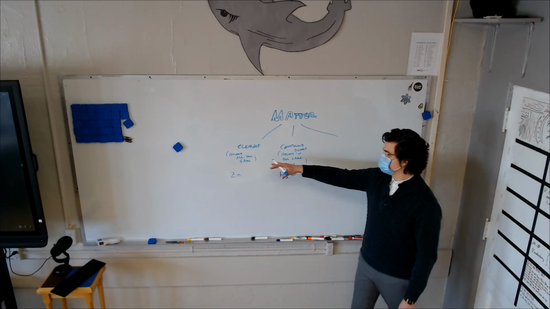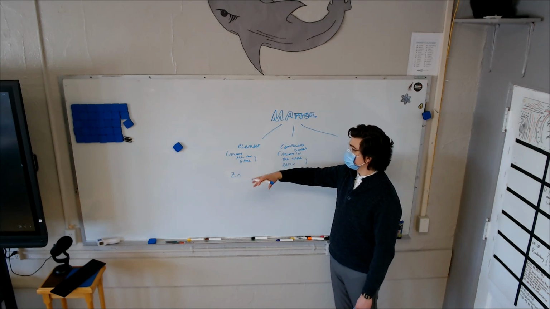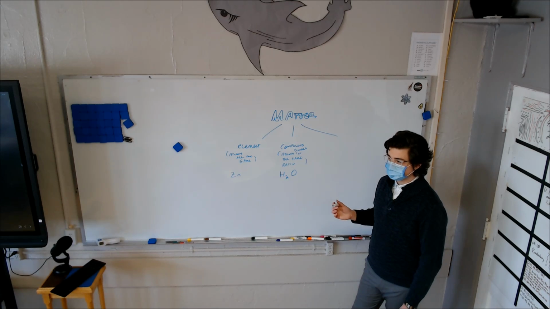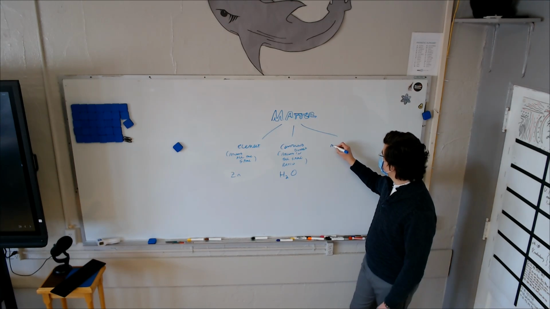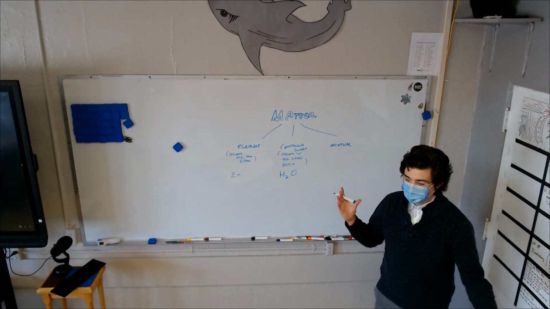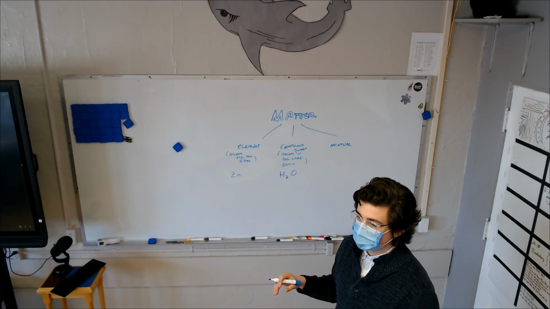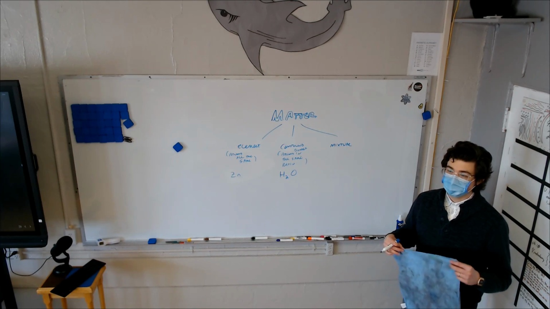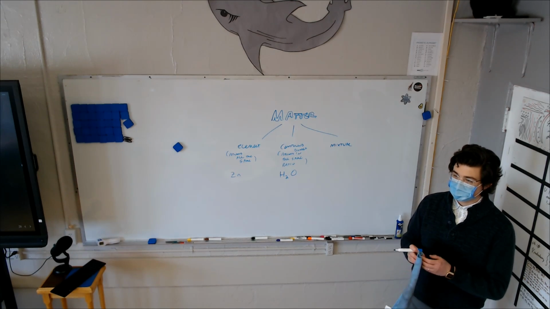If matter is not an element and it's not a compound, what else could it be? A mixture. Air is a mixture, right? We were tempted to say earlier that air is made of oxygen, which is an element. It's not entirely made of oxygen. It's a mixture of different gases.